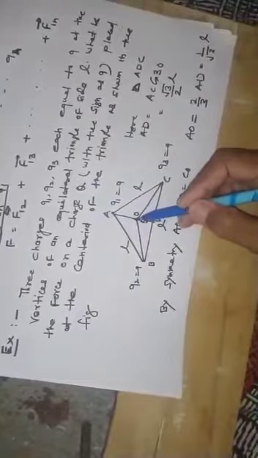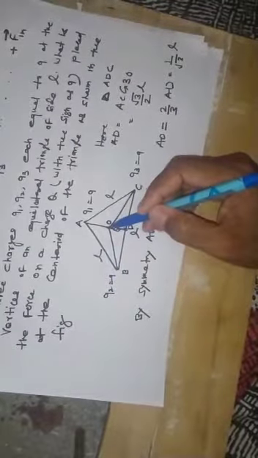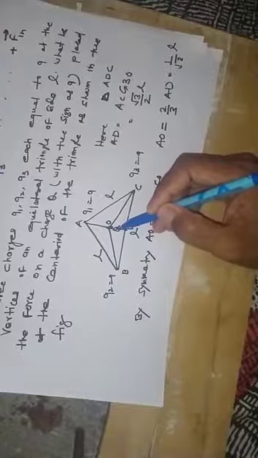Examples. Here one example is given. Three charges Q1, Q2, Q3, each equal to Q, are at the vertices of an equilateral triangle of side L. What is the force on a charge Q, with the same sign as Q? So a small charge Q, positive, is placed at the centroid of the triangle as shown in the figure. This is the centroid, and you have taken a capital Q charge.